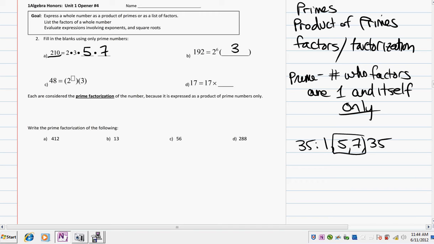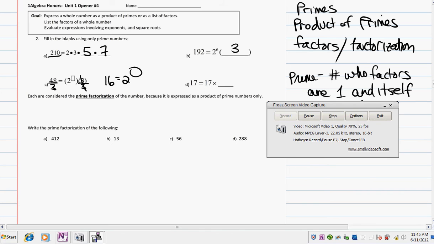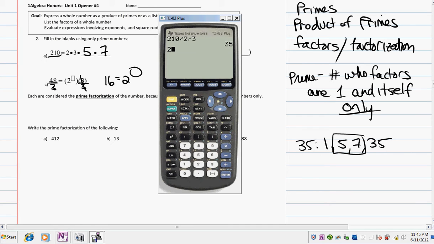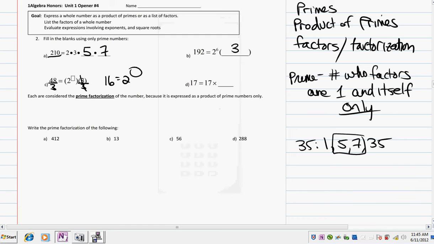So now on this one, 2 to the what times 3 equals 48. Well, let's divide everything by 3. So here we have 16 is 2 to the what. Well, you can play with it if you want. Or 16 is maybe one you know. But you can think of 2 times 2 times 2 times 2. So there's 16. So I did it 1, 2, 3, 4 times. So what I'm looking for here is 4.